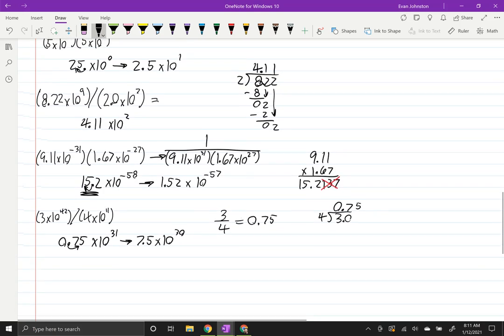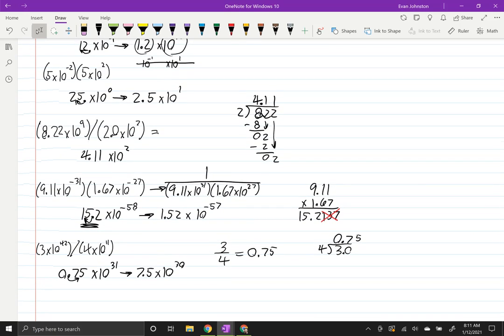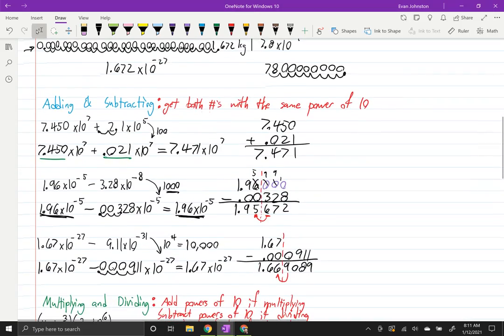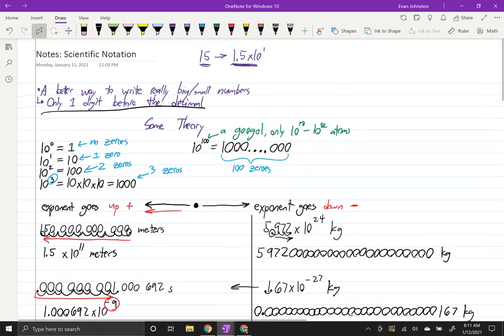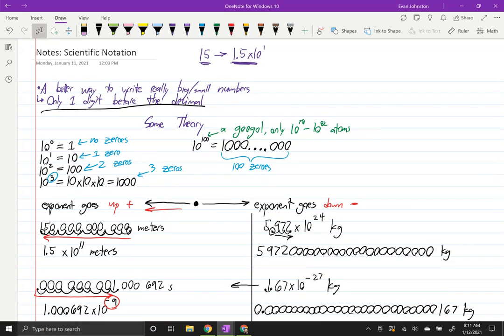And so that's really it. That's how to do our subtraction, our division, large numbers, small numbers, converting between these, doing the addition, multiplication and division, and some theory behind it. I hope that makes sense.